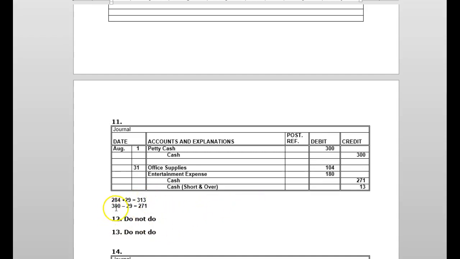So what I do is I take the stated amount, $300, minus the $29 that I have, and it says I need to replenish my fund at $271, and that will give me $300, which is what I do. Here are my expenses. Here is my replenishment. This comes back up to $300, but now my entry is not in balance. So I have another account called cash short and over, which is for my petty cash, and I'm going to credit it for that $13. And that shows as a gain.